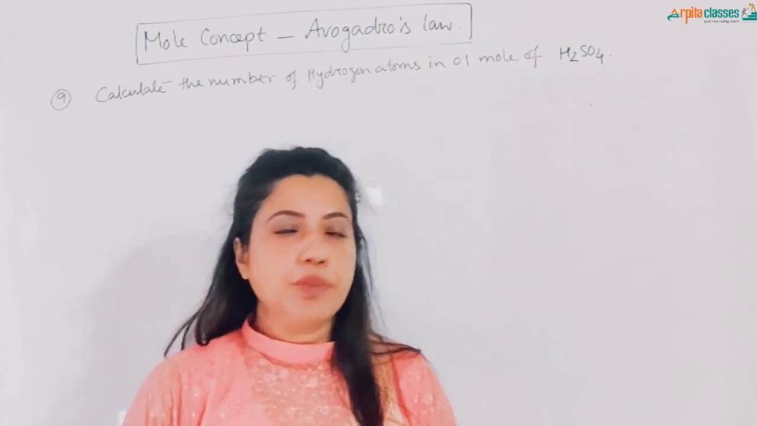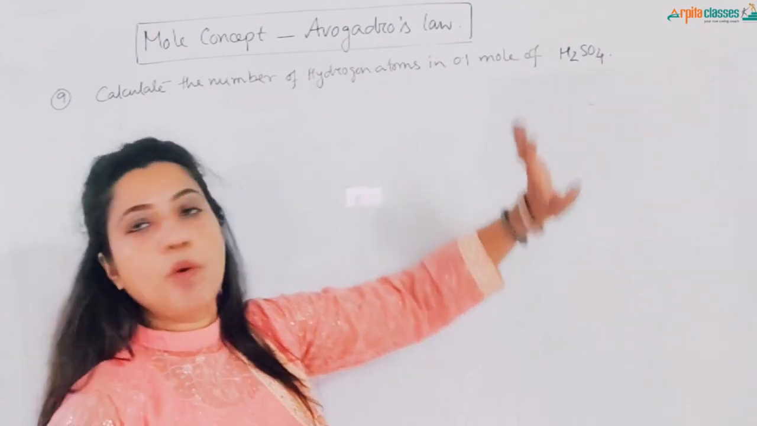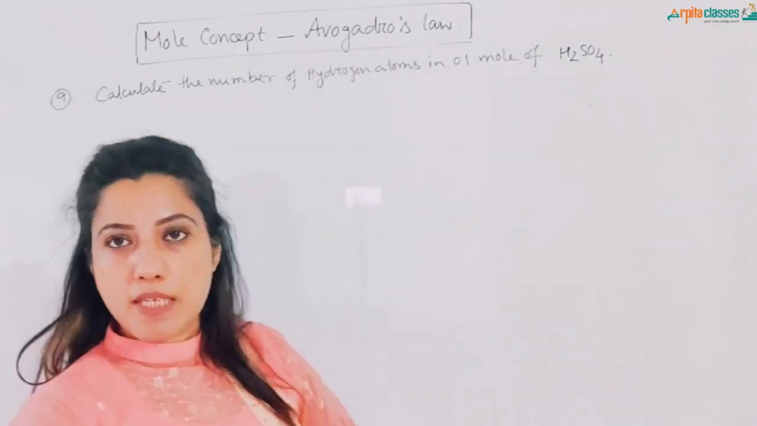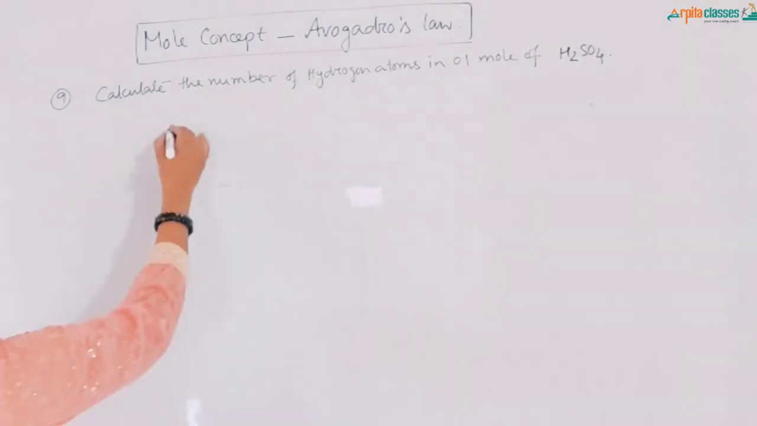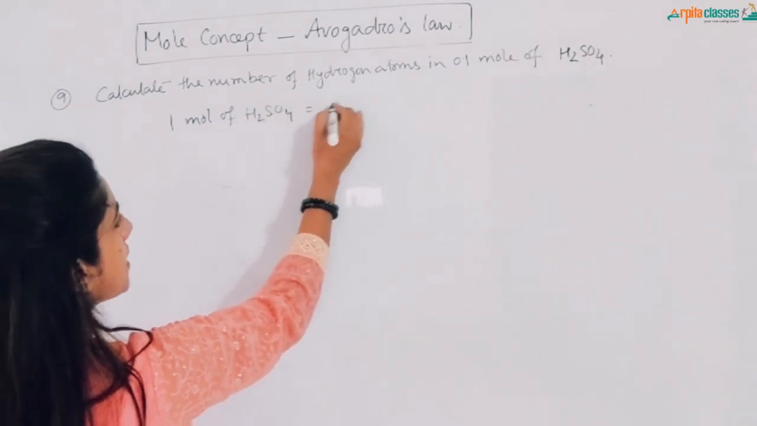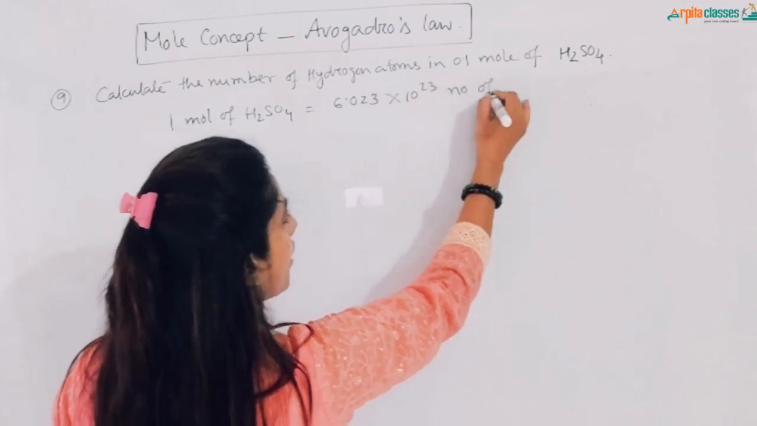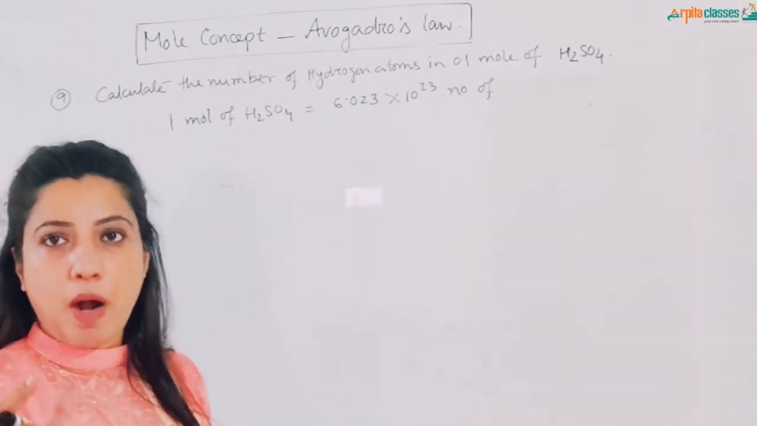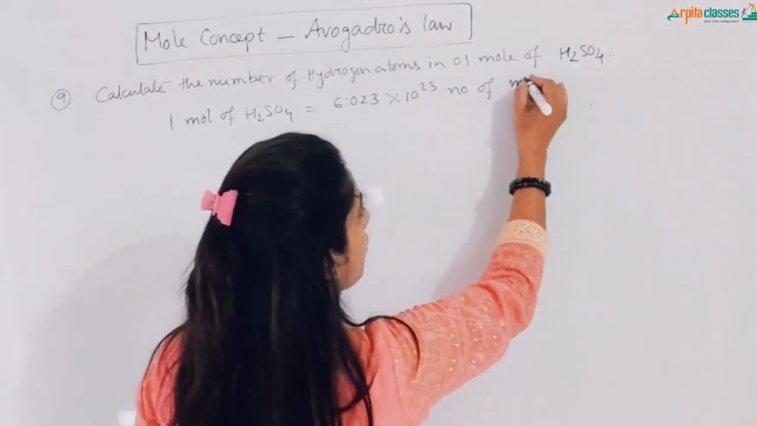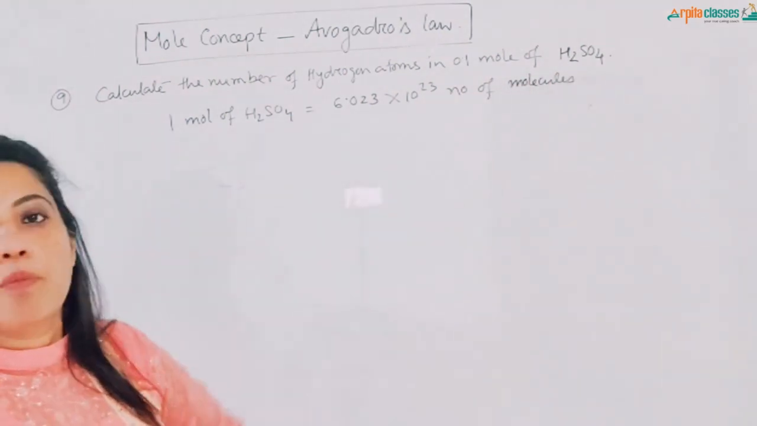Question number 9 in front of you. Question number 9 says calculate the number of hydrogen atoms in 0.1 mole of H2SO4. They are asking for the number of atoms, and the number of moles is given, and our substance is H2SO4. So we write 1 mole of H2SO4 is equal to 6.023 into 10 raised to power 23 number of. Now since H2SO4 is a compound, the smallest particle of a compound is molecules. So we'll write number of molecules, right? 1 mole of H2SO4 is equal to Avogadro number of molecules.